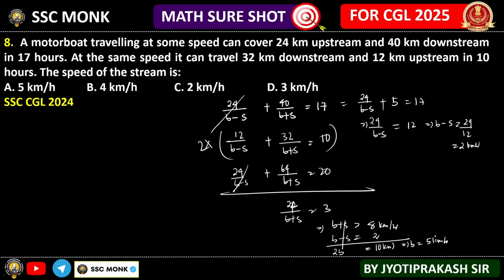If the value of b is 5 km per hour, the value of stream is equal to 3 km per hour, because b minus s is equal to 2. So what is the speed of stream? 3 km per hour. Done.